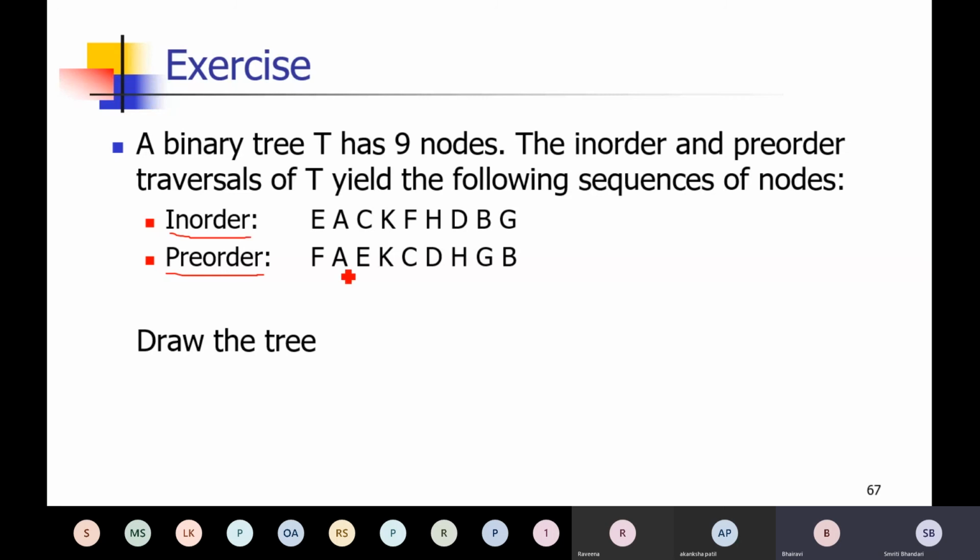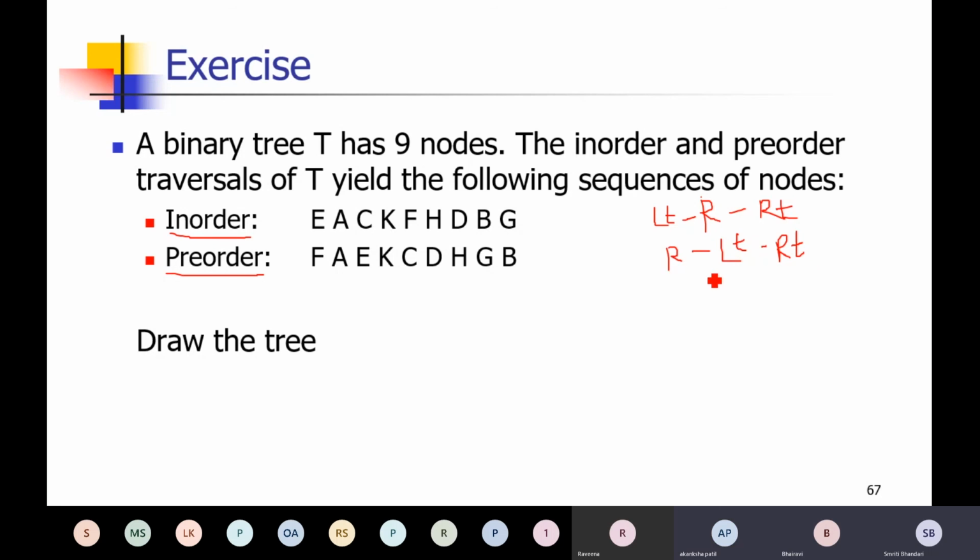We know what we mean by in-order traversal and we know what we mean by pre-order traversal. In in-order traversal, the sequence is left, then root, and then right. And in pre-order, the sequence is root, then left subtree, and then right subtree. Am I correct?